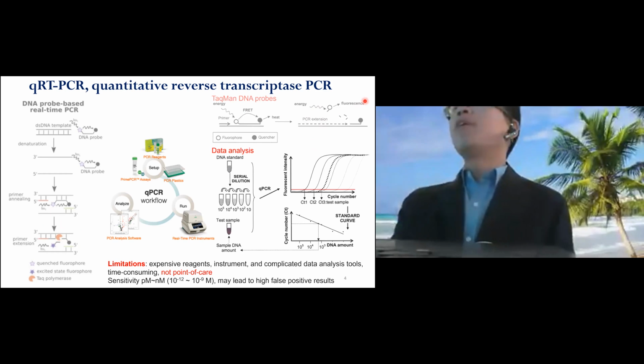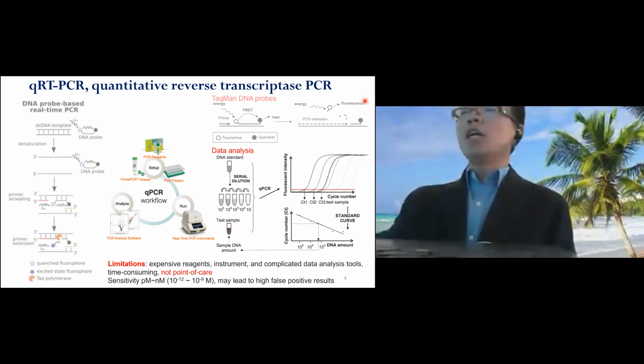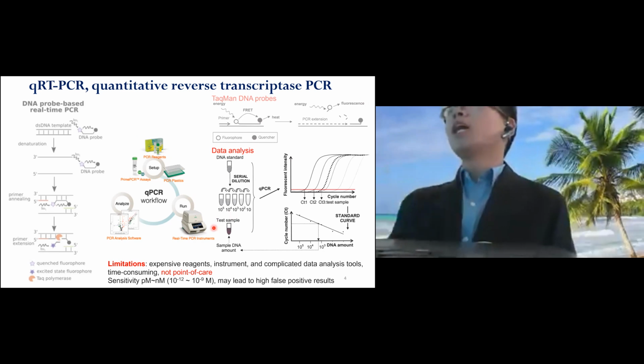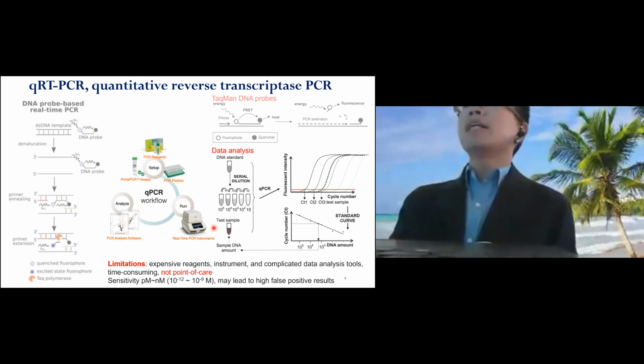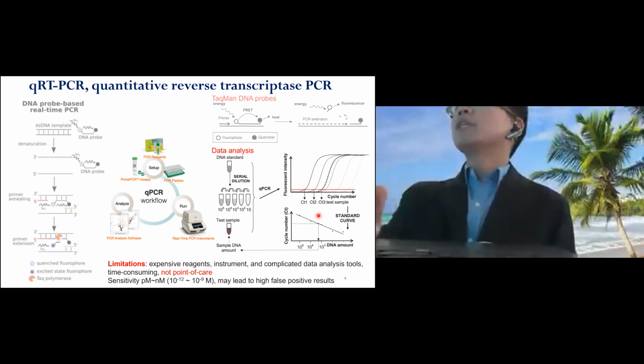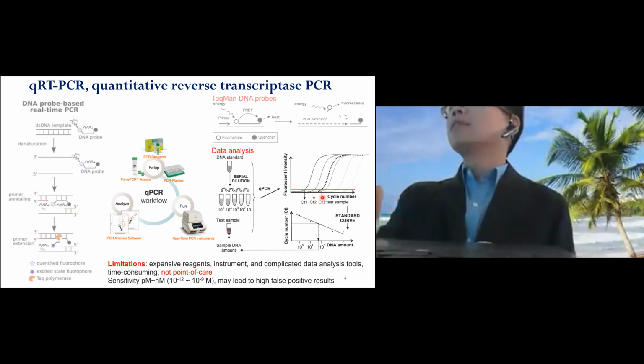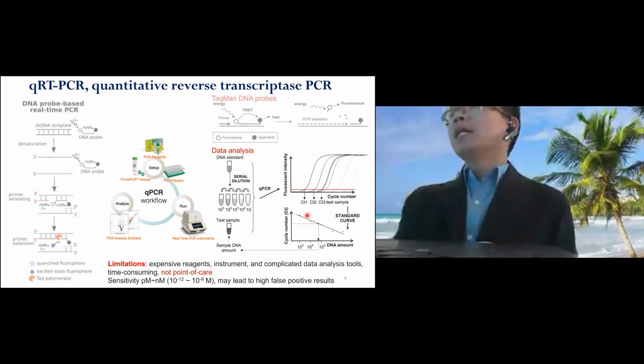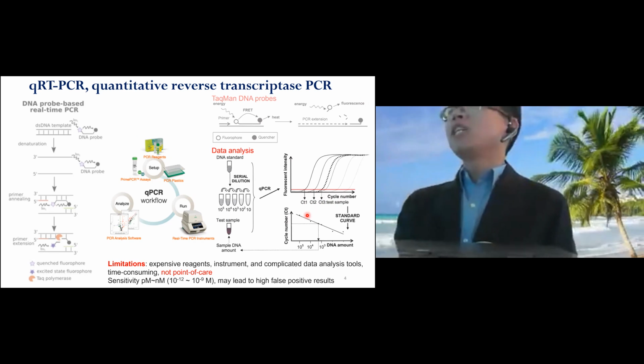Of course, we need a very expensive experimental setting, very expensive chemical agents, and DNA probes. We also need the qRT-PCR machine. We also need well-trained personnel to analyze the data. For example, we use the CT value, which is basically the threshold cycle, to determine the abundance of the initial viral RNA. So this has great limitations.